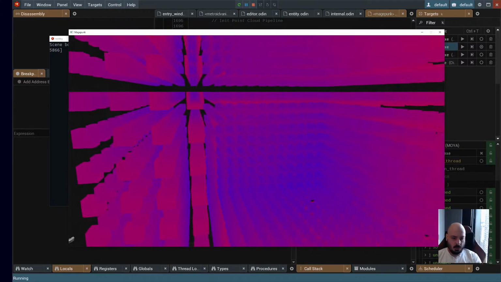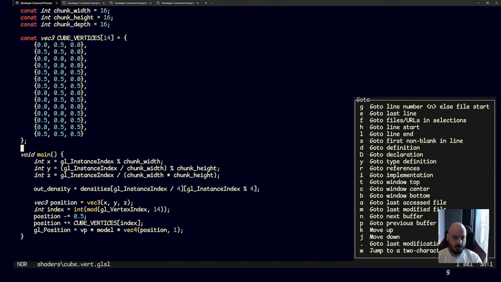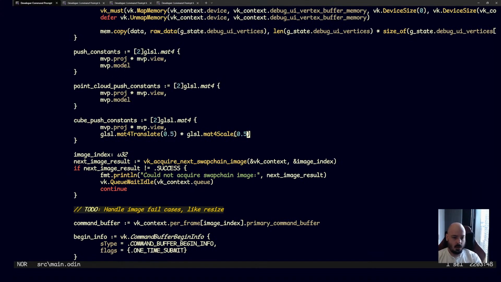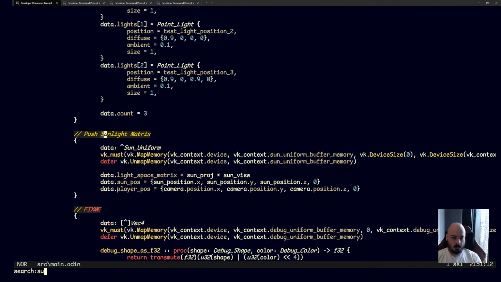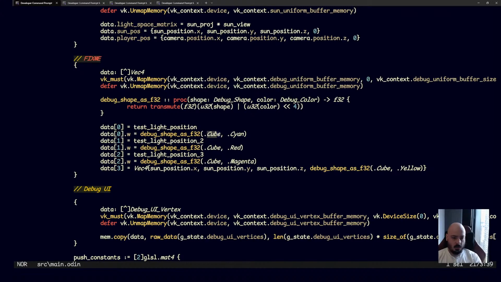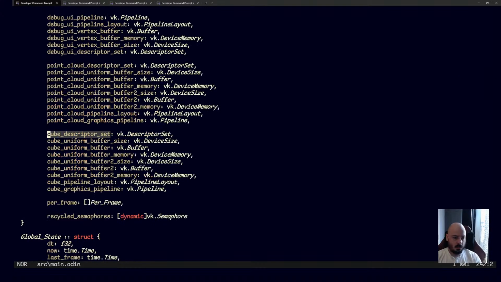Yeah, interesting. Okay. I do want to actually have depth turned on. Is it not turned on for this? Also, I guess culling. Cube. Yeah.